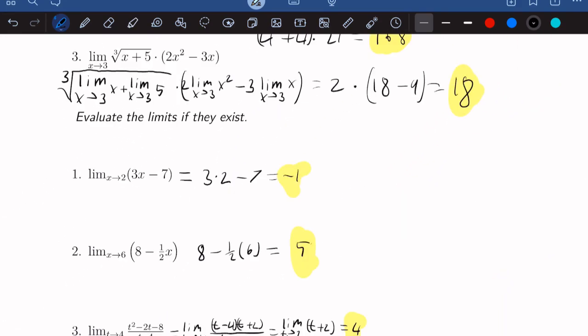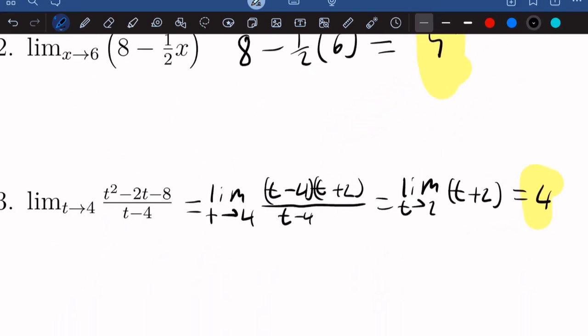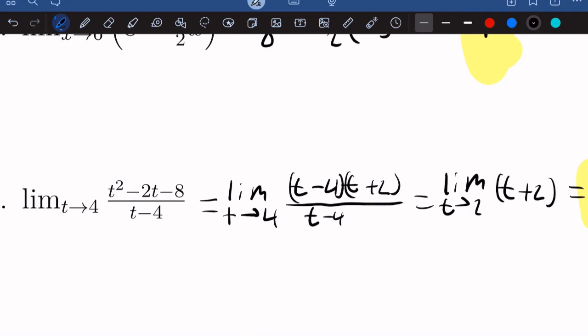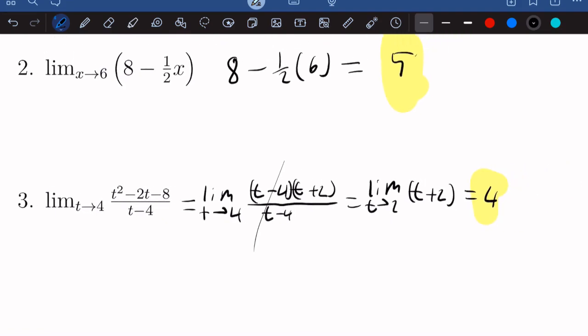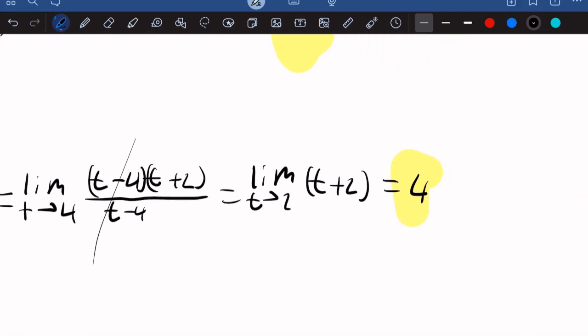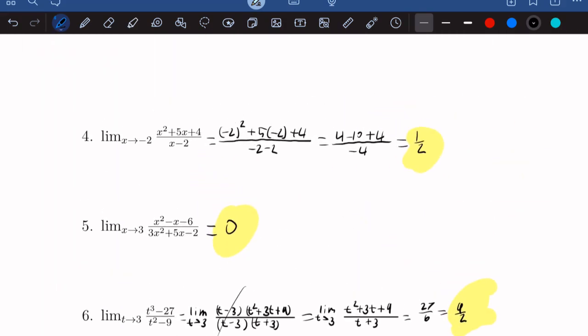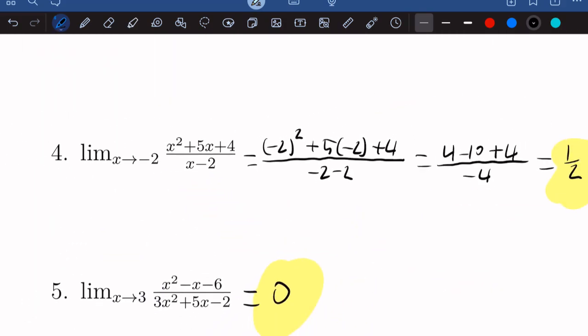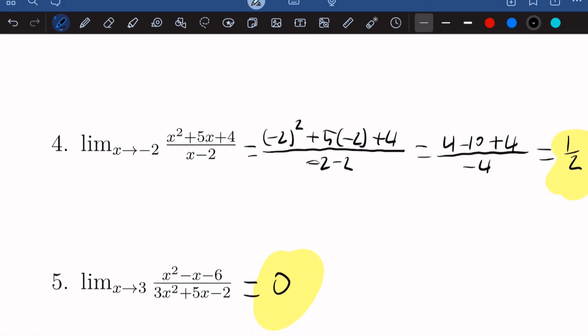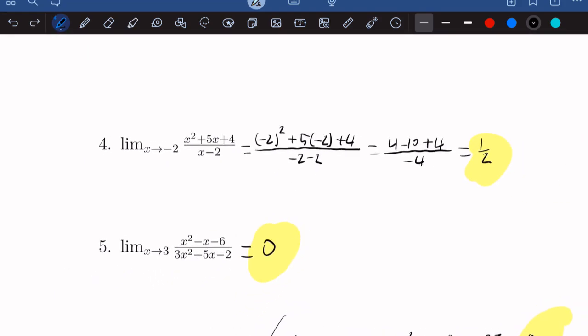But for this one, you have to do a little bit of factoring. So t squared minus 2t minus 8 becomes t minus 4 times t plus 2, and then you can cancel out the t minus 4, and you get the limit as t approaches 4 of t plus 2, which equals 6. Then number 4 is a direct substitution again, because when you plug in negative 2 into the bottom, it's not 0, so everything's okay.